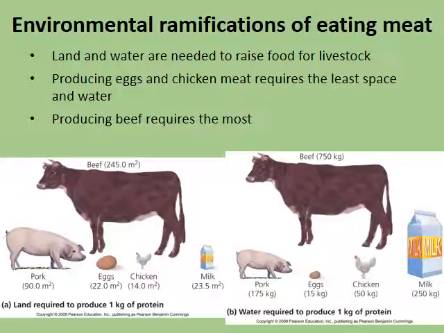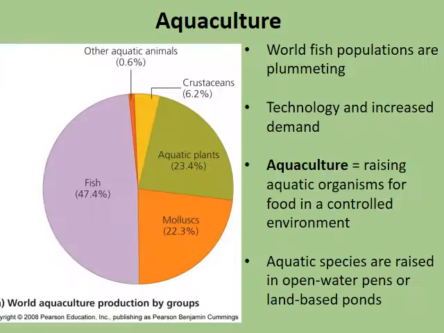The environmental ramifications of eating meat are the land and water needed to raise the livestock. You need the least amount of space for producing eggs and chicken. Producing beef needs the most. In these images down here, on the left is the land required to produce 1 kilogram of protein, and on the right the water required to produce 1 kilogram of protein. For every kilogram of beef, you need 750 kilograms of water. You can do the calculation into gallons from that, but we're not going to do that now.